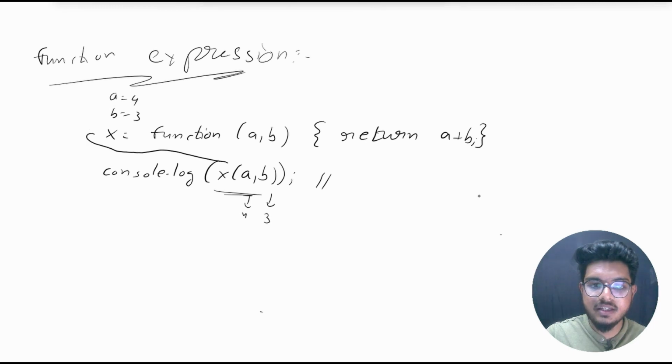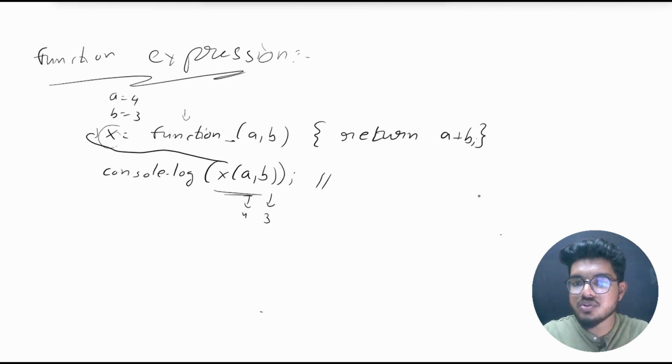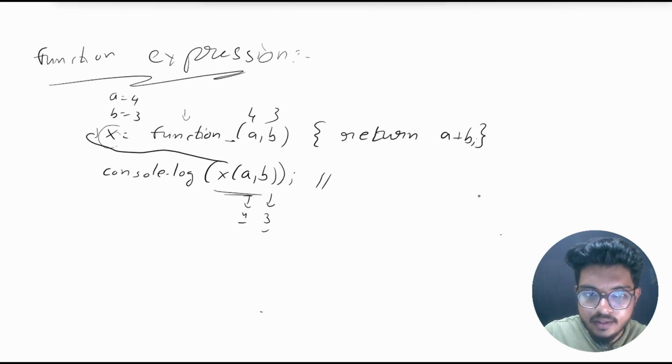So the access went here searching for x. Okay, x is found. This is a function expression. How do we know this is a function expression? Because there is a function keyword, but there is no function name. This function name is nothing but the variable in which we have stored it. Then in this a comma b, similar values of 4 comma 3 are maintained. A is 4 and b is 3.